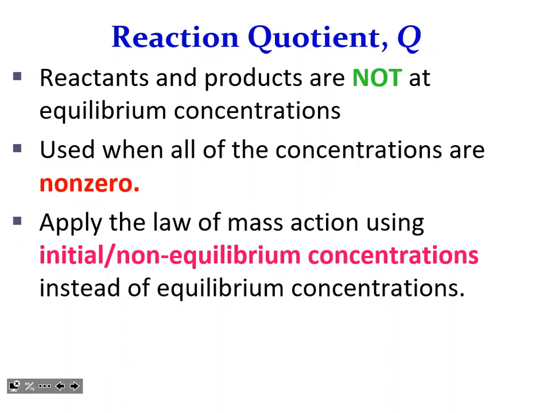If one of them is zero, you pretty much can tell which way it's going to proceed in order to establish equilibrium anyways. So we're going to show you how to do that also. But we only use and calculate Q when we have all non-zero values.